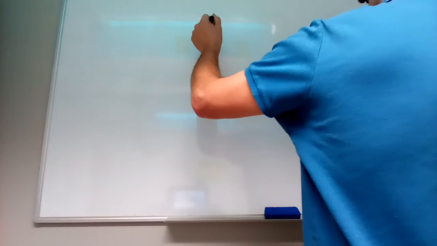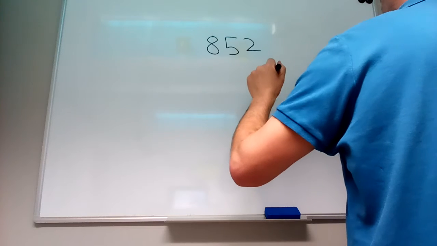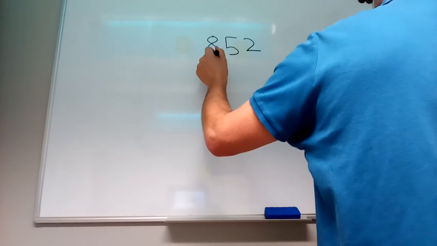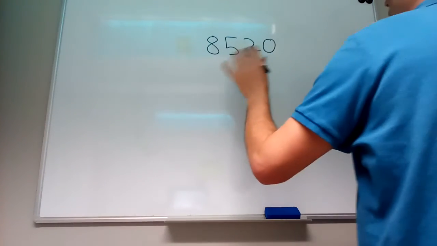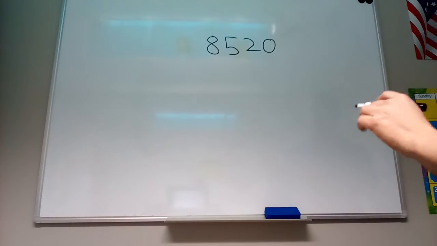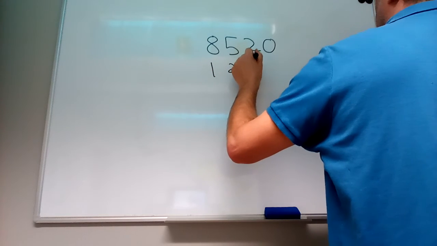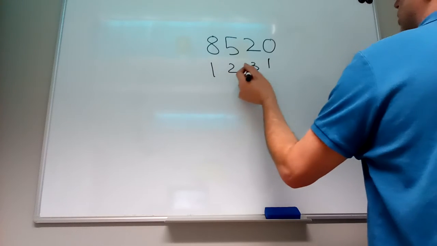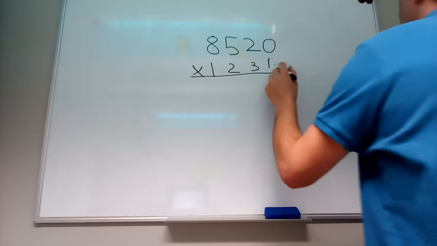One more problem. 8,520, and I'm going to put another number there too. Okay, you're not going to have probably any like this to do, but just to show you, I'm going to put 1,231. So 8,520 times 1,231. So we're going to multiply these together. Okay, we're going to start with our 1.